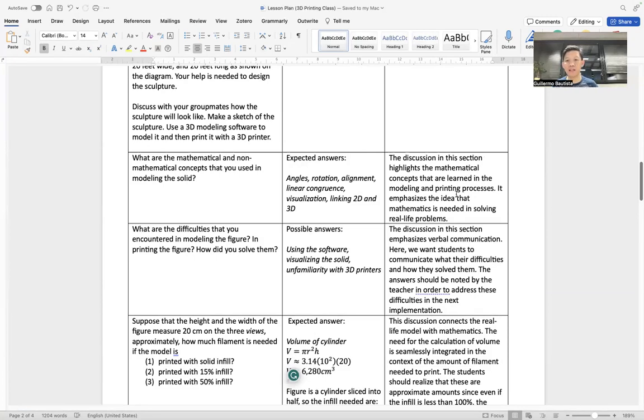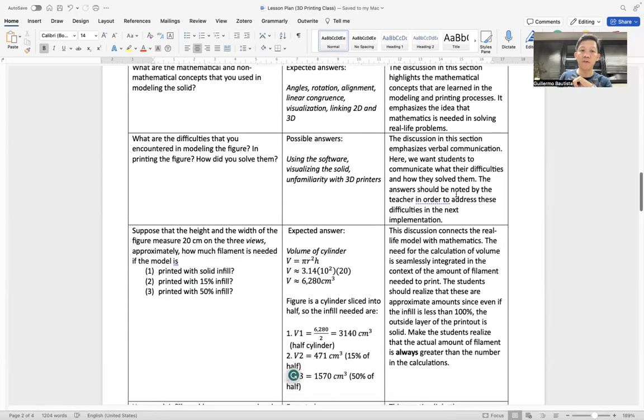It emphasizes the idea that mathematics is needed in solving real life problems. So the reason why I asked this question is because there are a lot of 3D printing projects that are just 3D printing projects. So I want to connect it more to mathematics, and maybe some teachers can also connect it to science and other areas of STEAM.